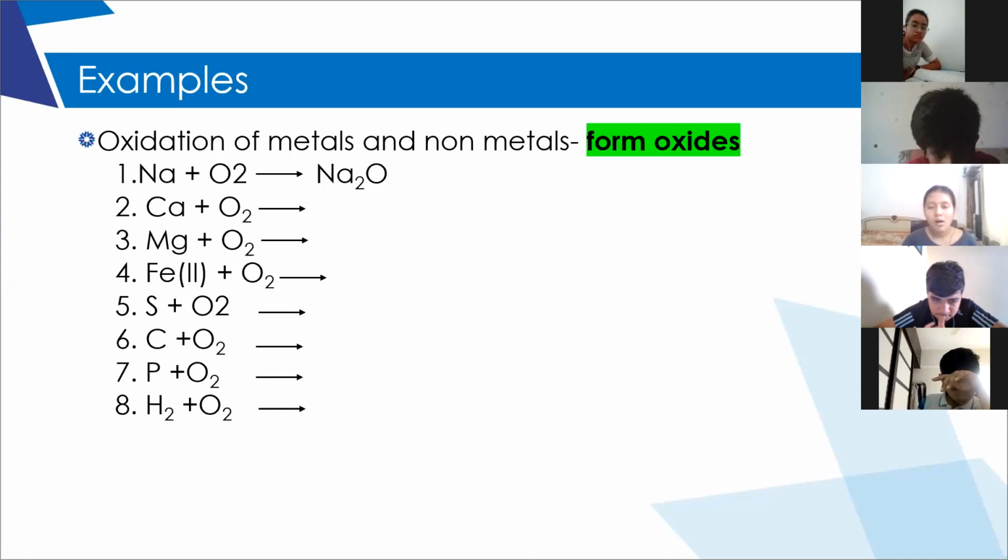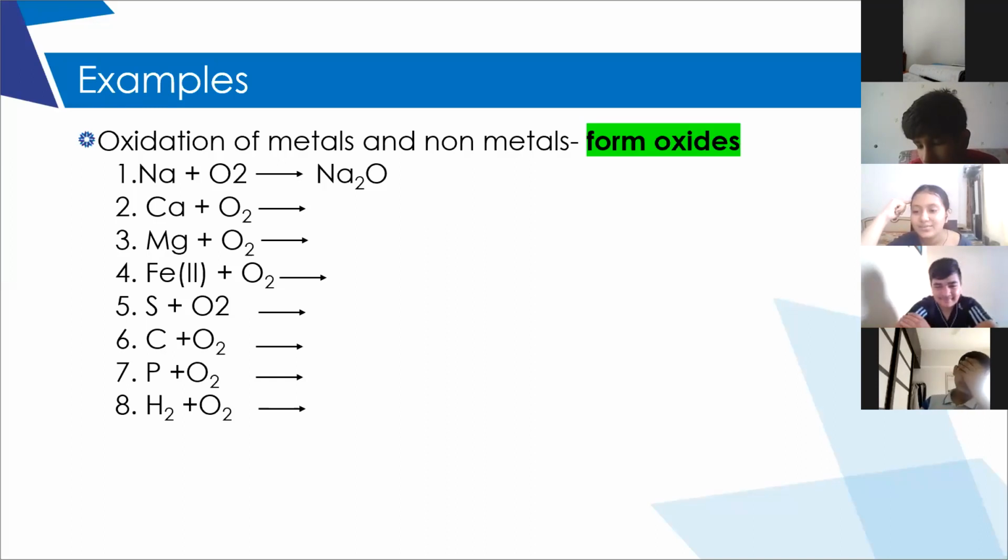Yes, sixth one. Carbon plus oxygen. Uttirna, what do you get? Carbon dioxide. Just you have to combine these elements and form the compound. It is a combination reaction. Just the element and element will combine to form a compound.